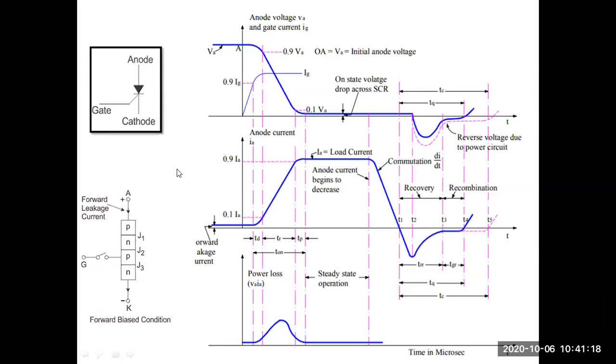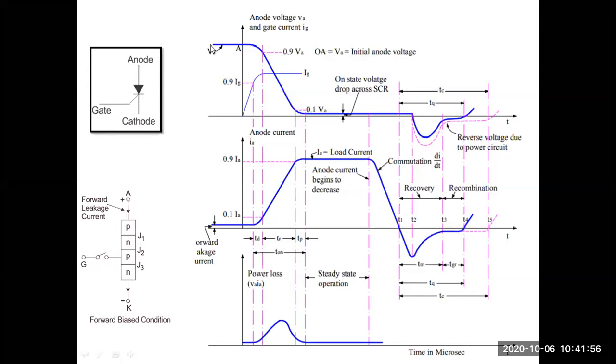Now let's look into the operation. Look at the first figure here. The x-axis represents the time in microseconds. On the y-axis it represents the anode voltage and gate current. The second figure represents the anode current on the y-axis, and the last figure is about the power losses, which is not much focused here. Let's look into the first two figures.